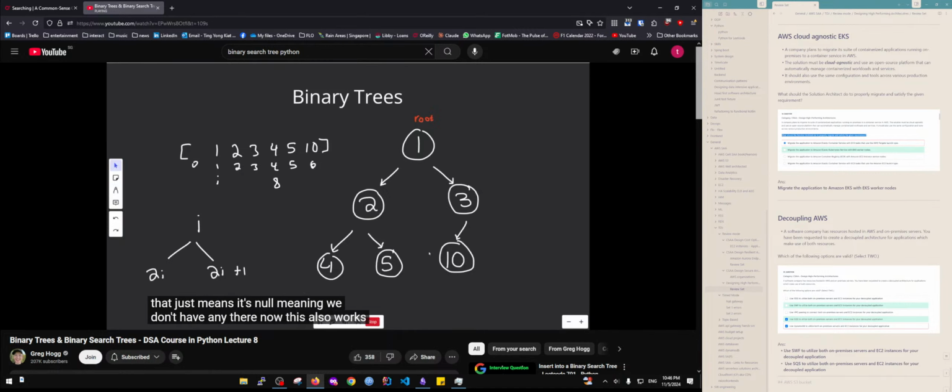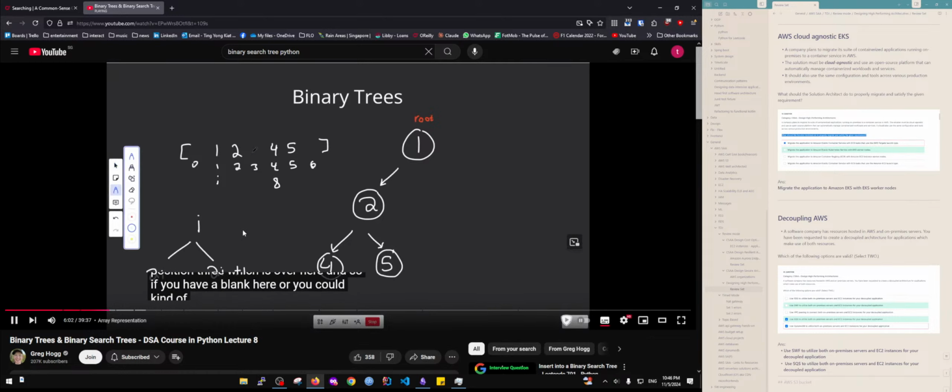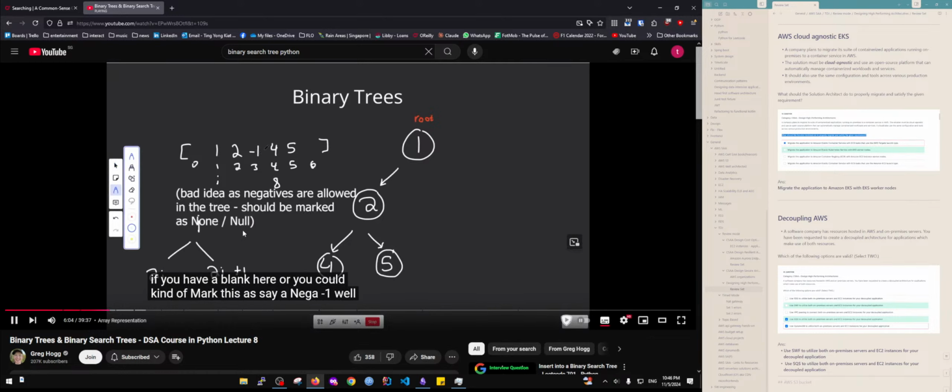Now this also works if you don't have a complete tree. So if we had something like this tree here, well, this is totally valid. It's just that it doesn't have a right over here. So we lost the 3 and the 10. Well, then if we're talking about the 1, its right child should be at position 3, which is over here. And so if you have a blank here, or you could mark this as, say, a -1, that's just a way of saying that it's null, and that's totally correct.